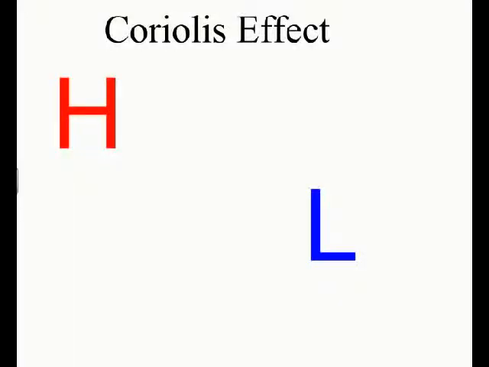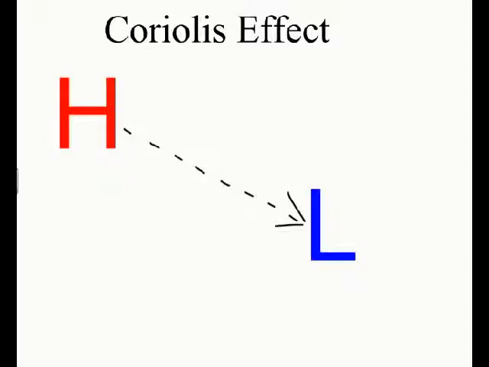Good. So the Coriolis effect is an apparent curve of the path of different objects as they move within something that's rotating. For us, we're going to focus on the Coriolis effect in wind. Now, we all know that air always moves from higher pressure to lower pressure. So in this diagram here, we've got a high pressure system and a low pressure system.